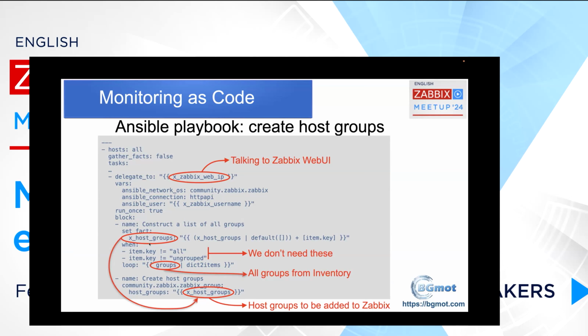Then we just take this list of all the groups defined in the Ansible inventory and use the community Zabbix group module to create all these groups. So this code basically will create all the groups defined in our inventory inside the Zabbix server.